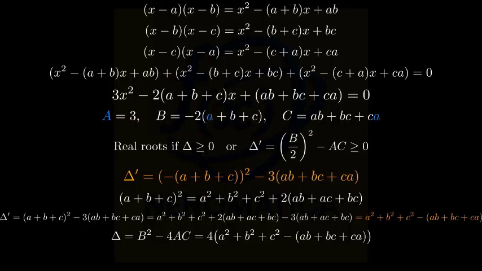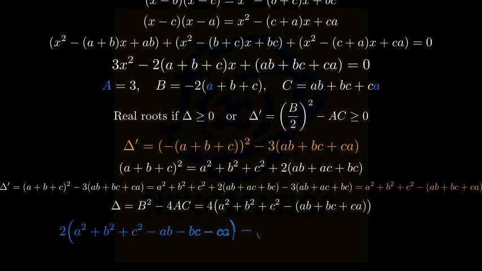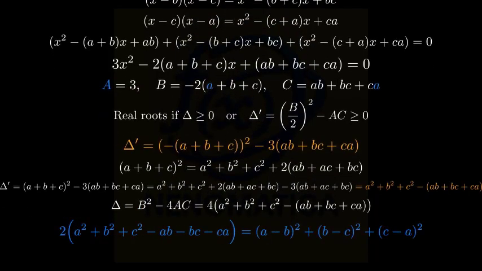Step 5. Show non-negativity. Use the identity twice times (a squared plus b squared plus c squared minus ab minus bc minus ca).